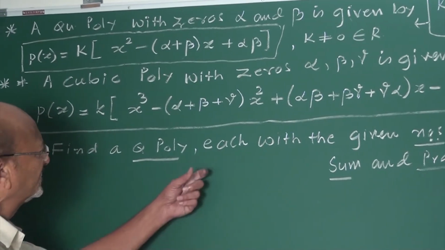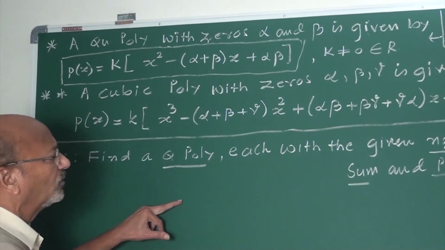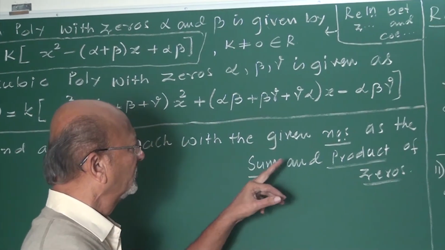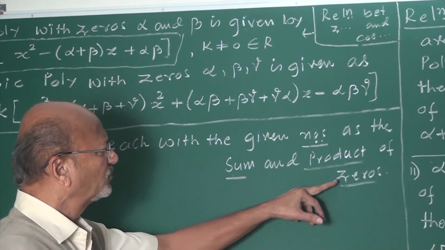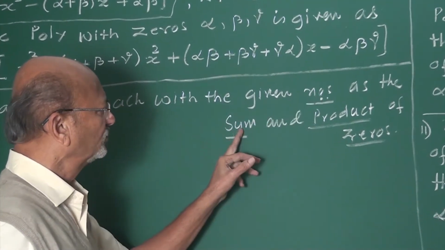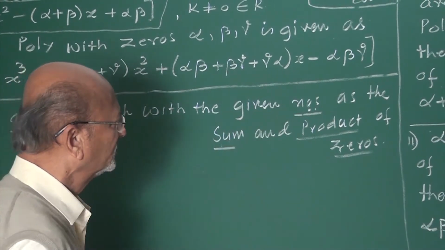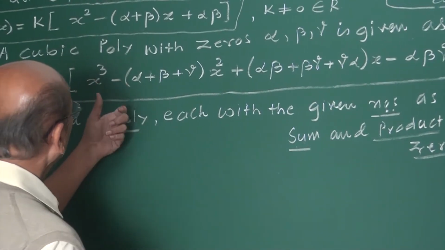Looking at this, see, these are the examples. Find a quadratic polynomial, cubic polynomial. In each case, these are the things given. What is given? The given numbers are the sum and product of zeros. We want to do examples of this type. For that, this is the result. What is it?